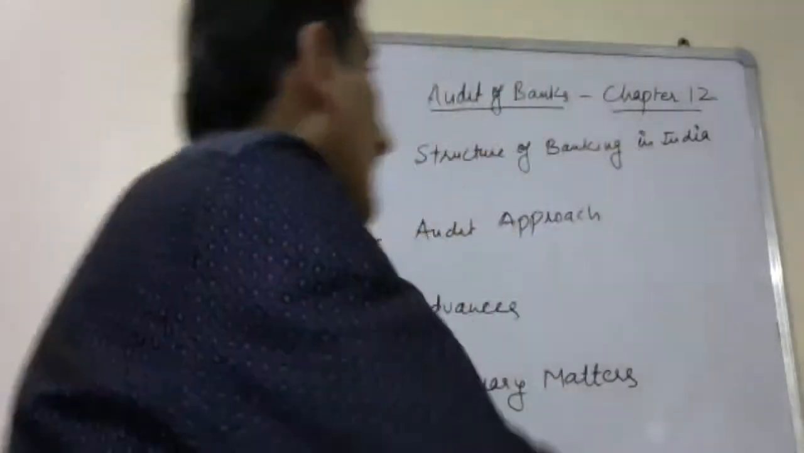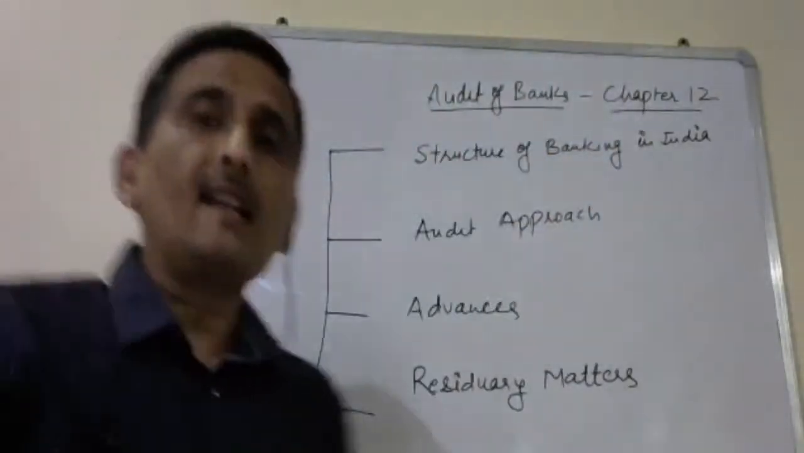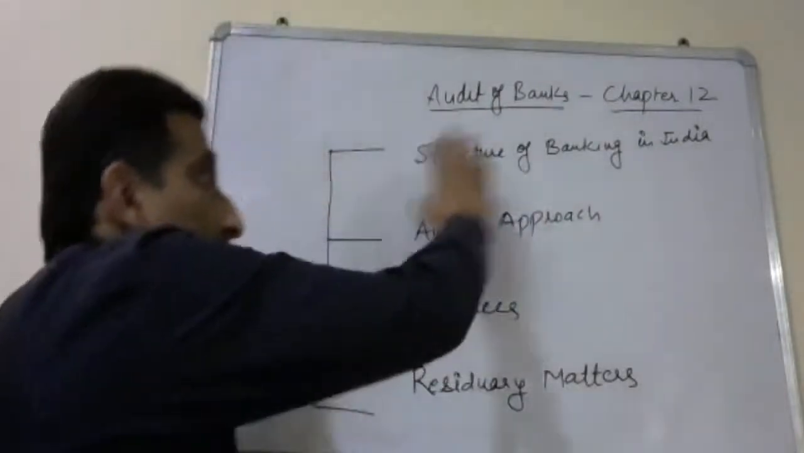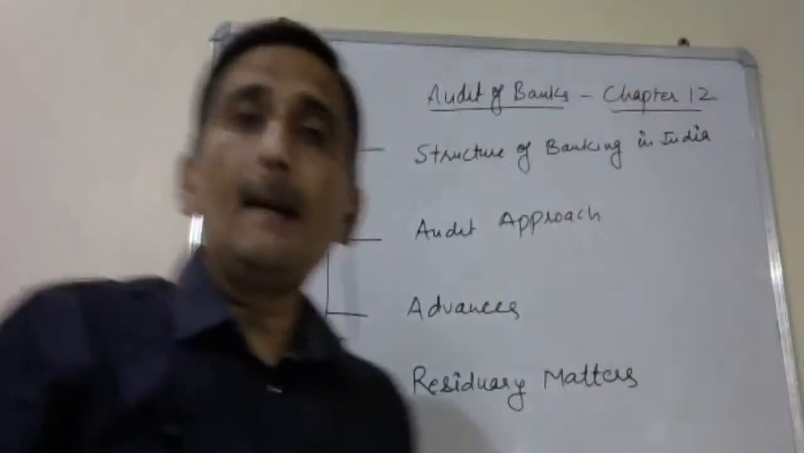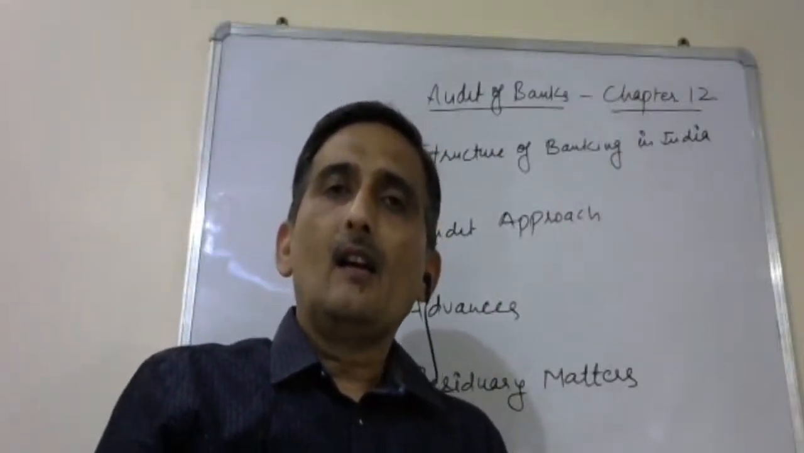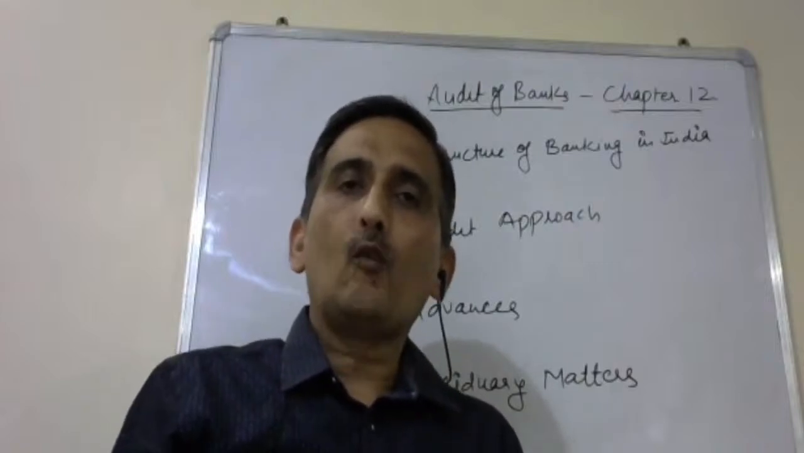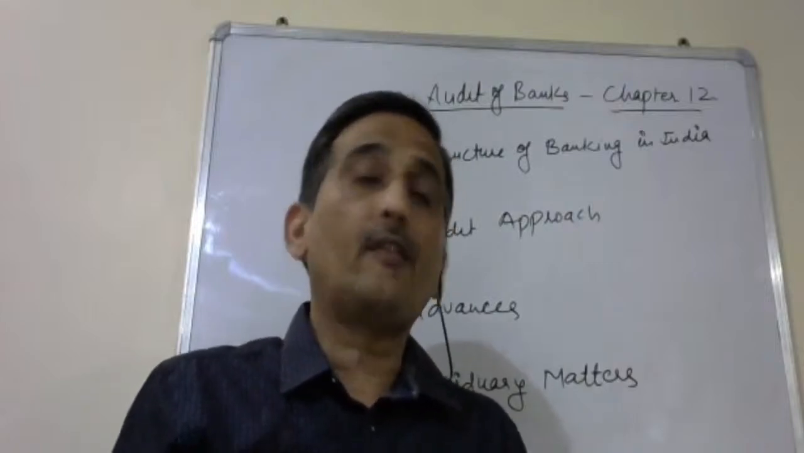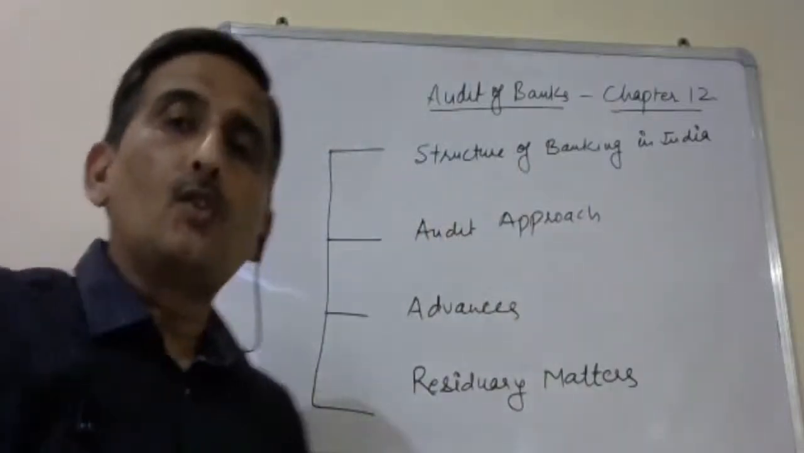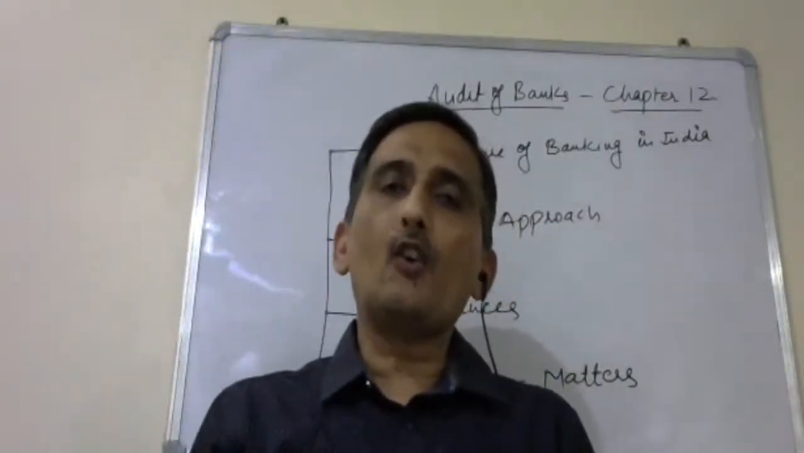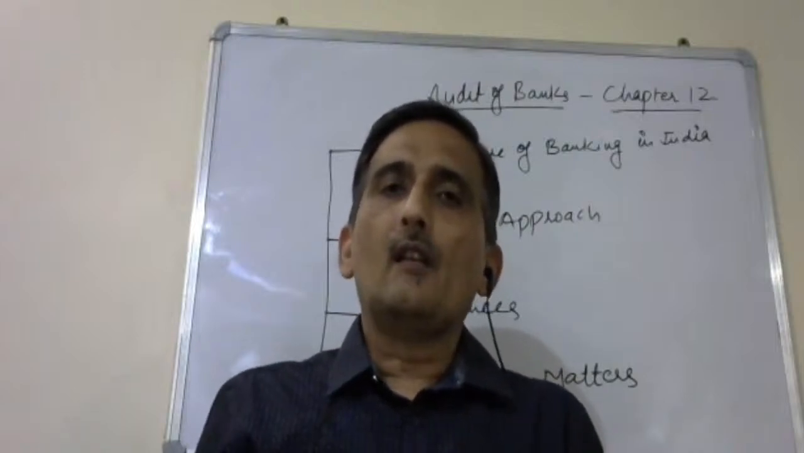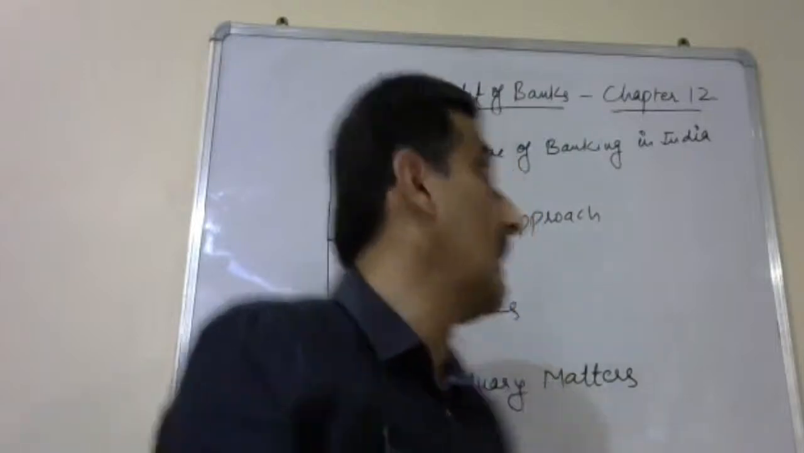So, guys, this chapter is broadly divided into four main areas. One is structure of banking in India. What kind of banks are there in our country? What is the regulatory authority? What is the scope of its functions? Second part is audit approach. How should an auditor approach when he conducts audit of the bank?